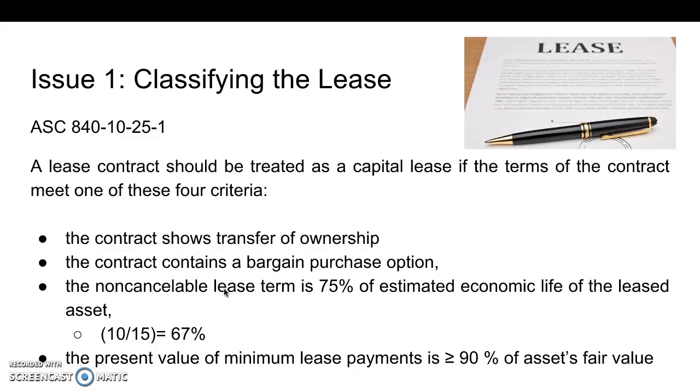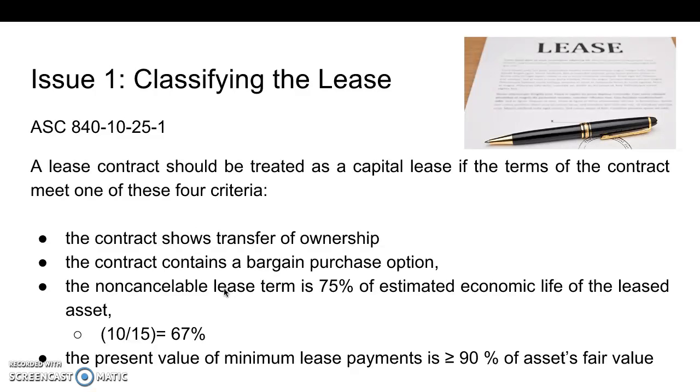The third criterion is the lease term should be 75% of the estimated economic life of the leased asset. In our case, when we divide the 10 years of the contract life by 15 years, which is the economic life of the leased equipment, we get 67%. That is less than 75%. Therefore, this is also not applied to our lease contract.